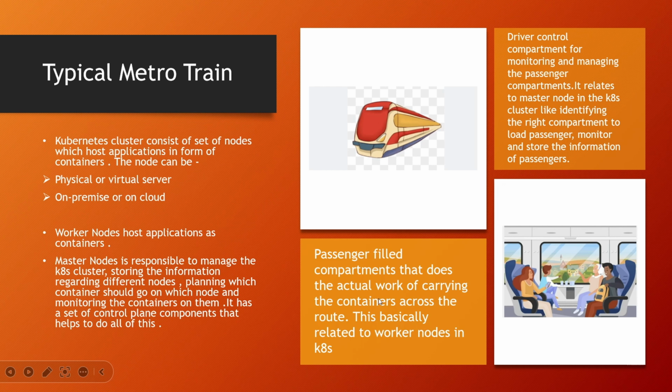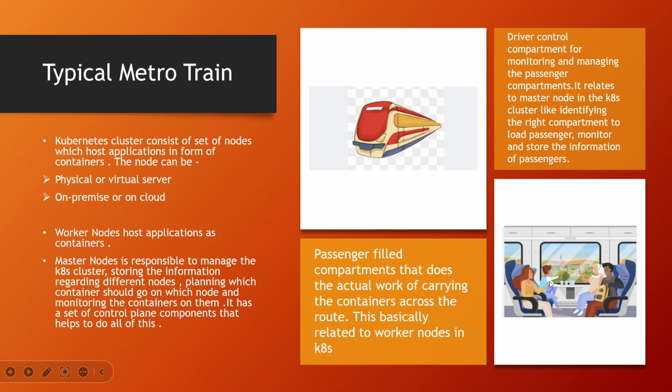What does this do? So this basically is the main compartment where your passengers are loaded. That is the primary agenda for the metro train, right? It is helping the passengers to travel from one place to another. So who is basically loading the passengers? The driver control compartment is helping to load the passengers, but the actual work of carrying those passengers, who is doing that? That is being done by the passenger filled compartment.